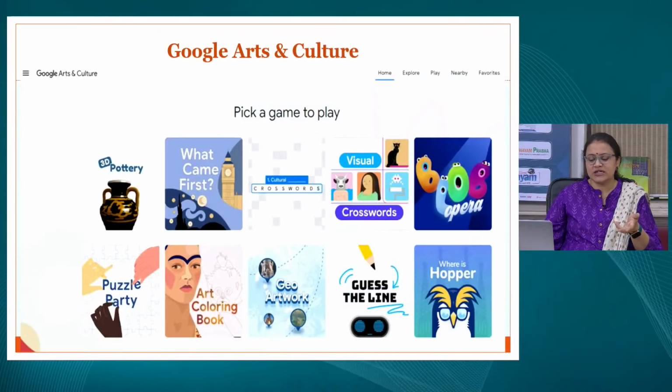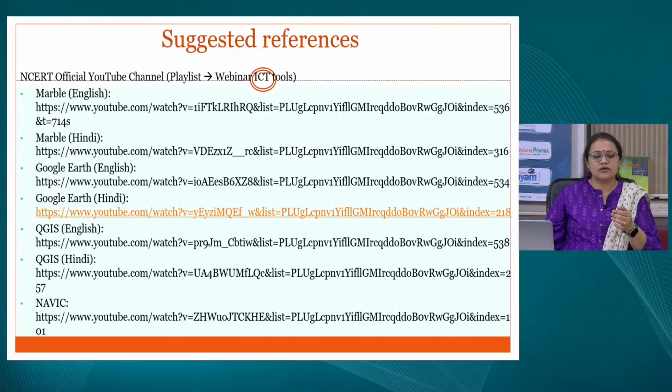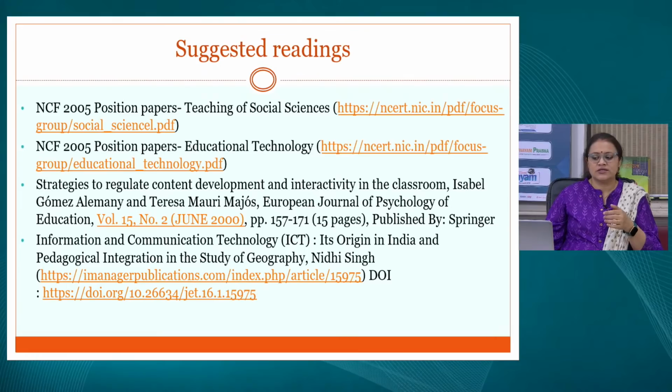So now, Google Arts and Culture, as I told you, these are some of the features that you can use. These are some of the suggested references that you can use. We have lots of sessions in our playlist also, on the NCERT official YouTube channel, this playlist for webinars. You can explore various other sessions to help you, on how to integrate ICT into teaching and learning of social science. These are some of the suggested readings, and that finishes my presentation.